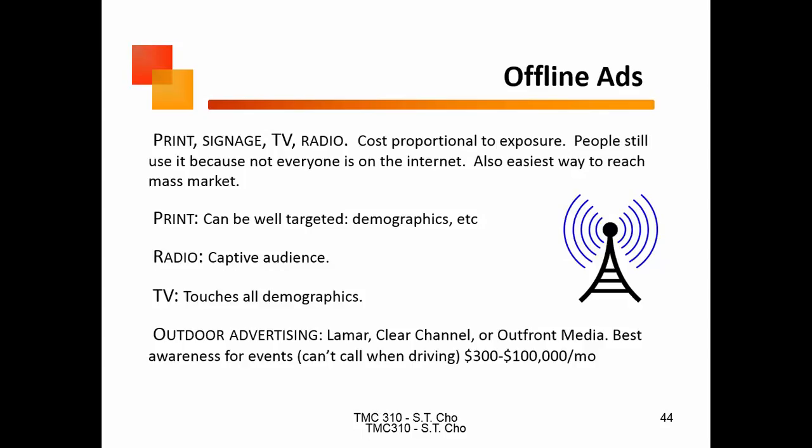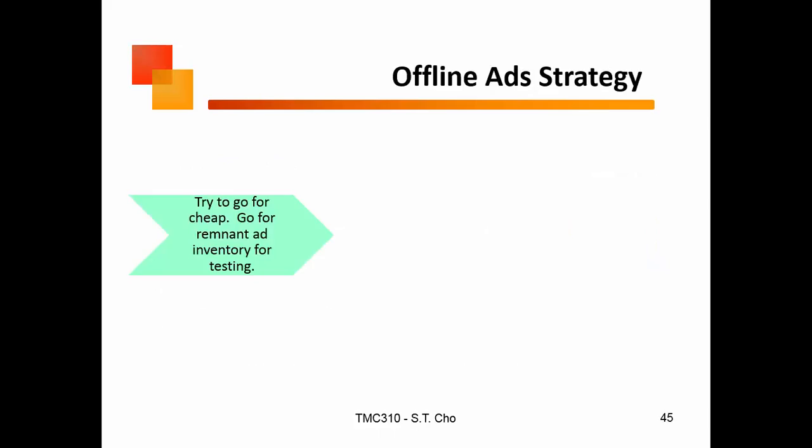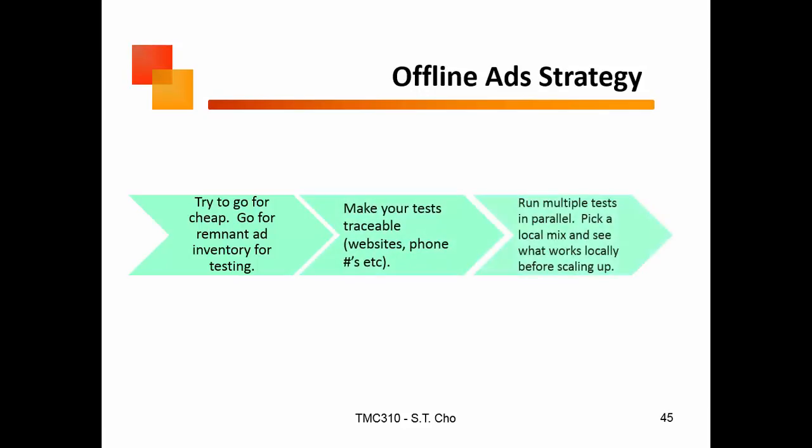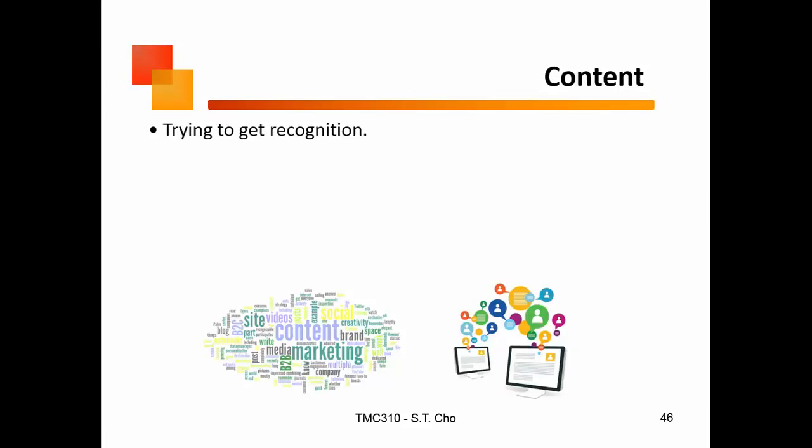Offline ads: the nice thing about TV is that it's teetering, but it's not quite dead. The thing with cable channels is you can get very targeted people. For example, ESPN versus AMC. Although AMC, yeah, sports people will probably like The Walking Dead. The big thing about offline is you have to go cheap. You have to make it traceable, and you have to run multiple tests. Again, this theme keeps coming up, getting tests.